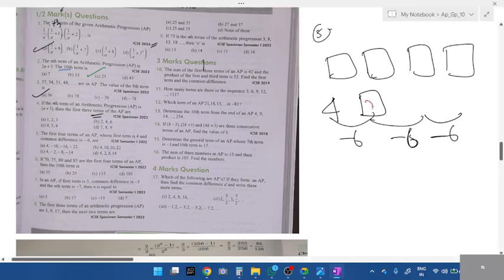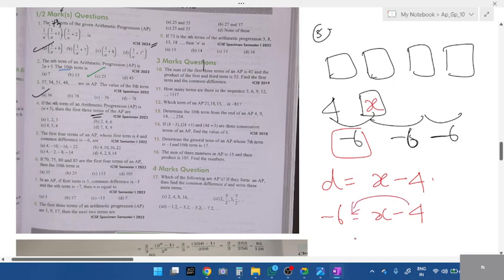Now let me take the second one as x. Usually what's the formula we use? Second term minus first term. What is d value, students? Second term minus first term. What is second term here? X. What is first term? 4. And what is the d value they have given? Minus 6 is equal to x minus 4. If you want to find the value of x, minus 6 plus 4. What do you get? Very good. X is equal to minus 2.